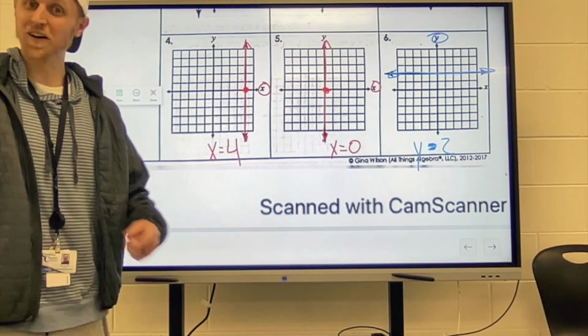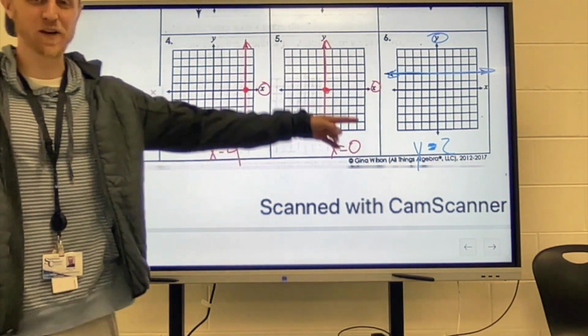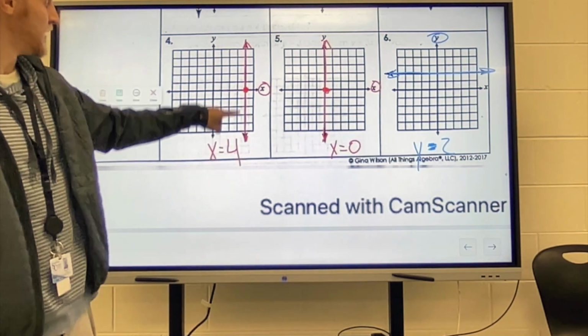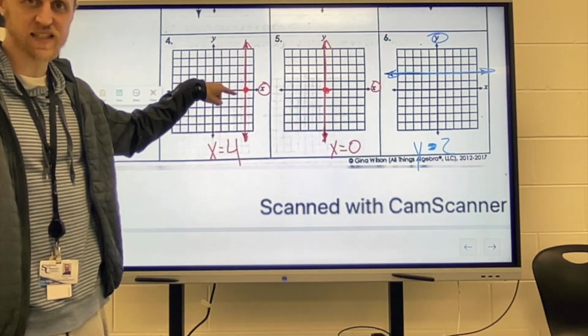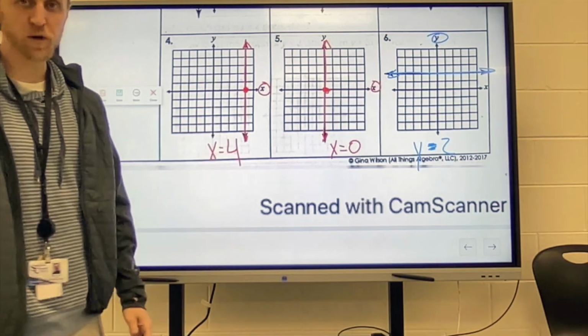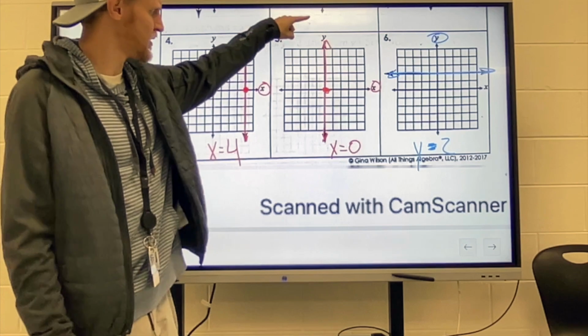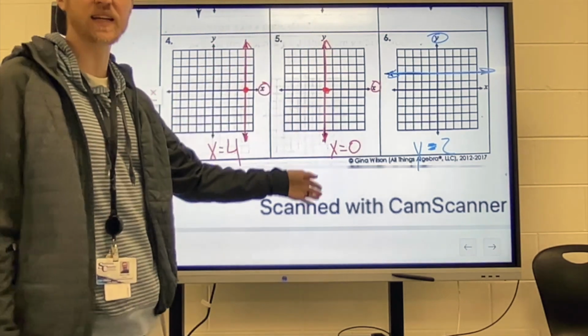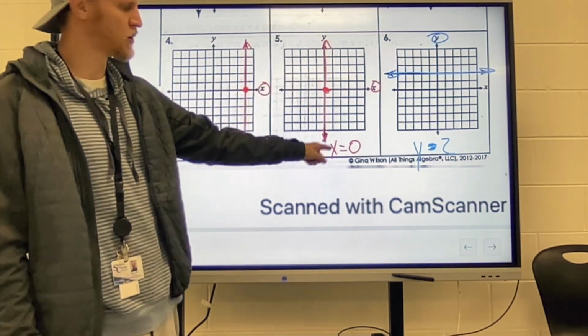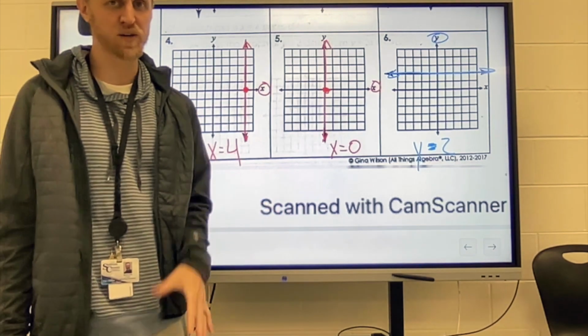Ta-da! All right, so hopefully you got something that looks like this. Number 4 is crossing the x-axis at 4, so it's x equals 4. This one's weird because it's just running right on that y-axis, right? It's going right down the middle, but it's crossing the x-axis at 0. So we would call that x equals 0. That's a really rare thing to see.